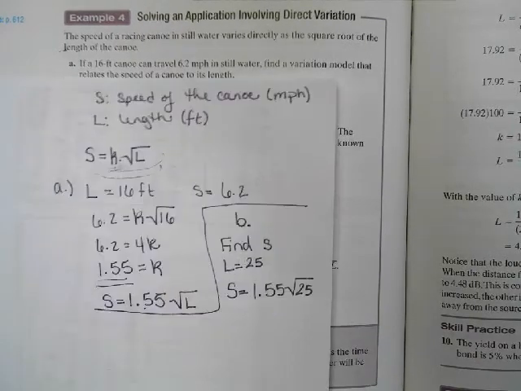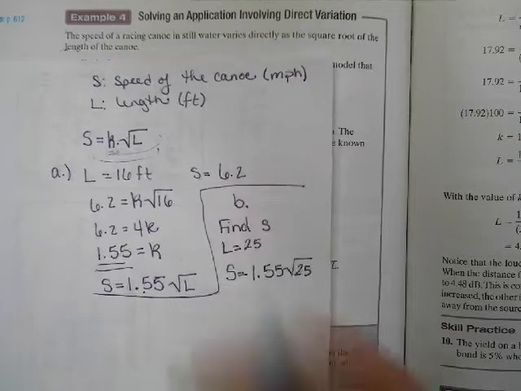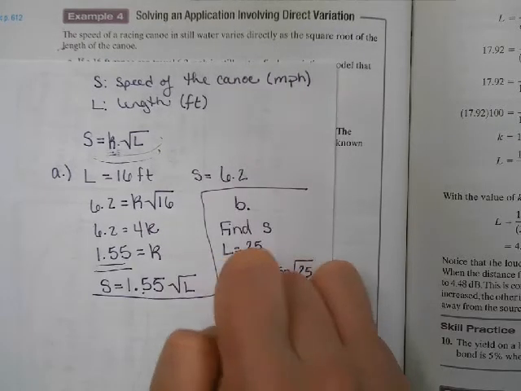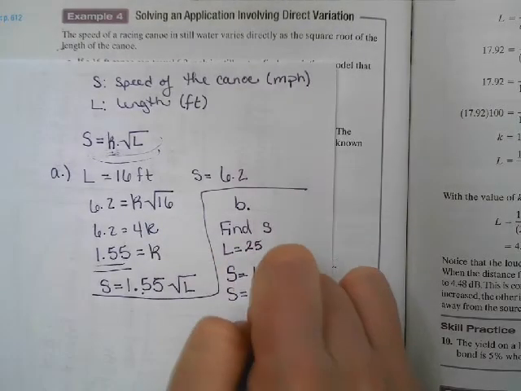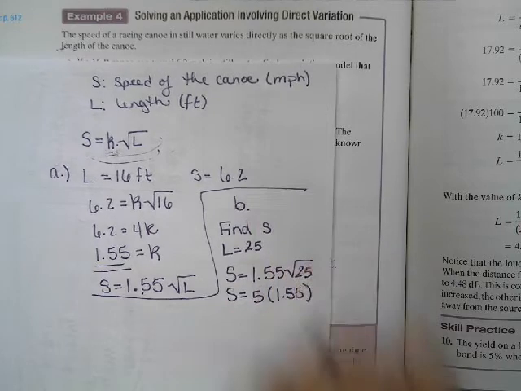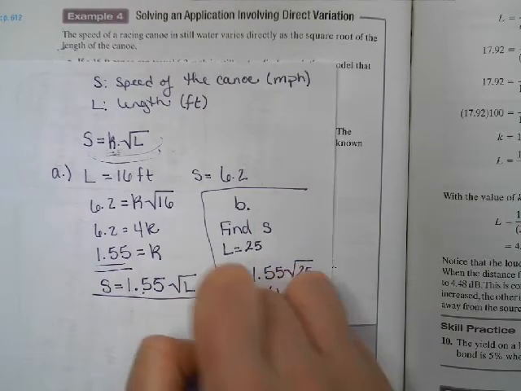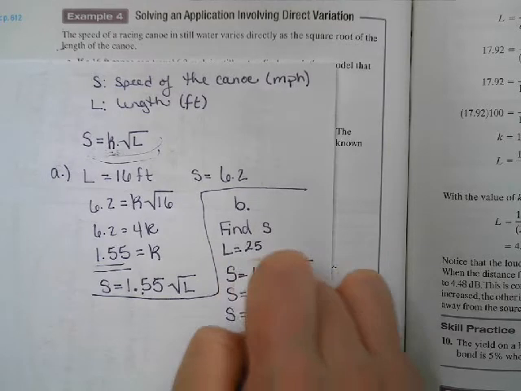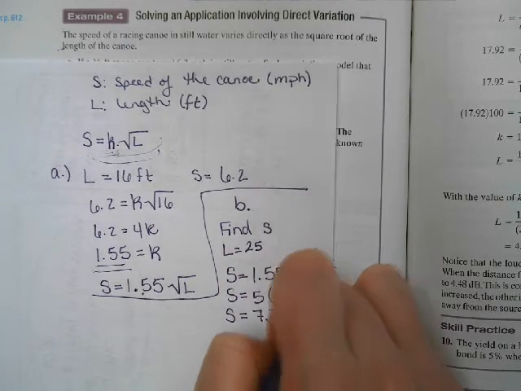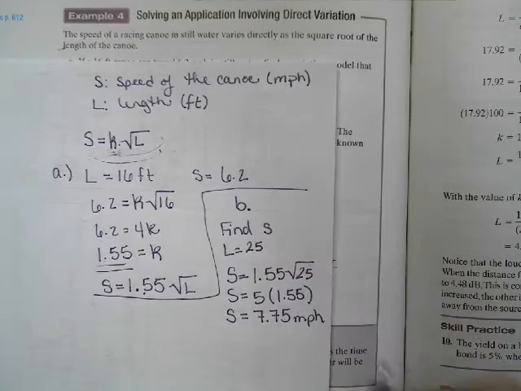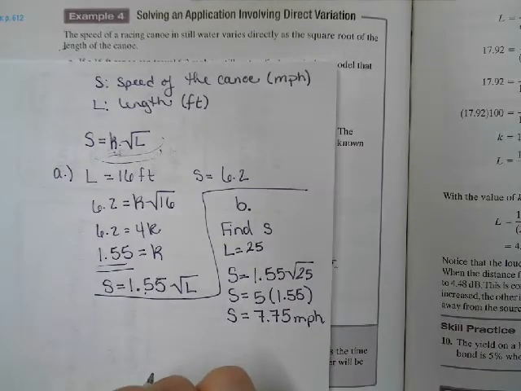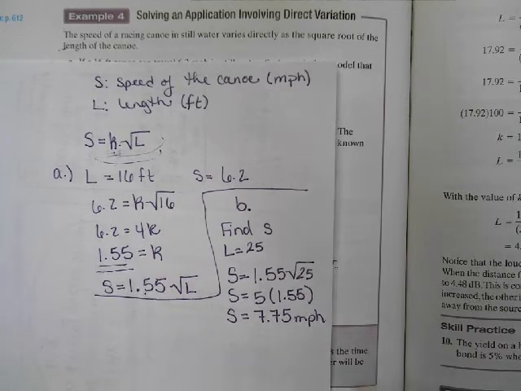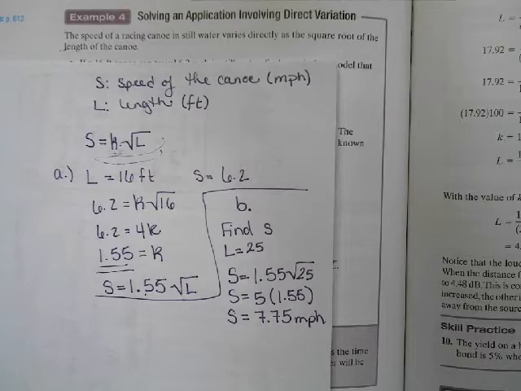The square root of 25 is the square root of the length. So the square root of the length is 5. So we have speed equals 5 times 1.55. And thus, the speed is 7.75 miles per hour. That's how fast a 25-foot canoe will go in still water.